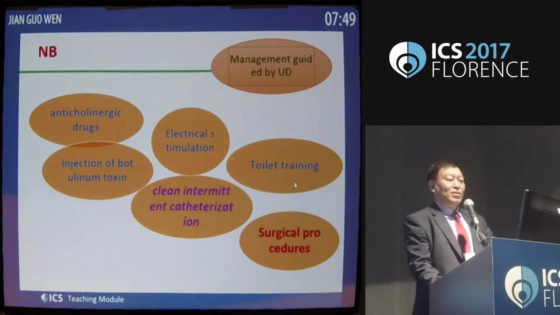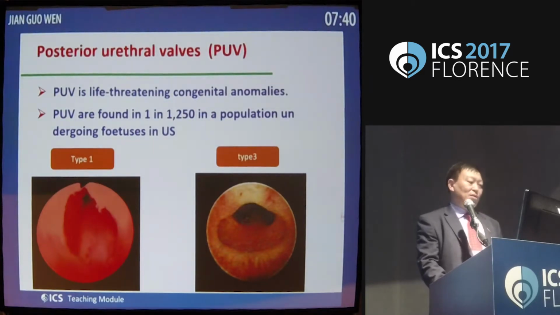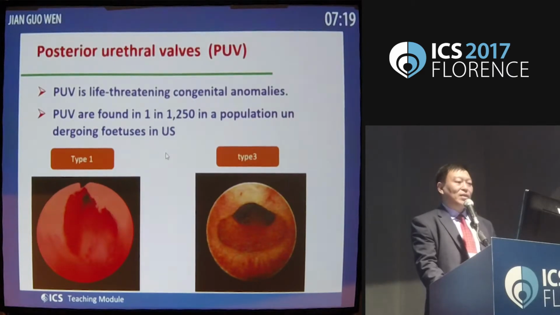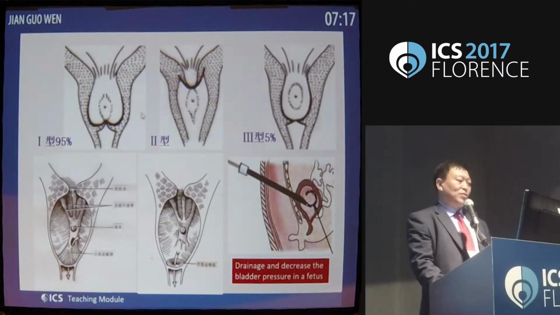Conservative treatment can improve bladder voiding. Only the very small bladder needs surgical procedures to enlarge the bladder capacity. About the posterior urethral valve, there are actually 3 types of posterior urethral valves. In the United States, the information is that probably 1 in 1,000 newborns has posterior urethral valves.